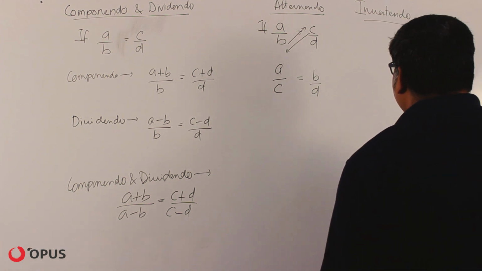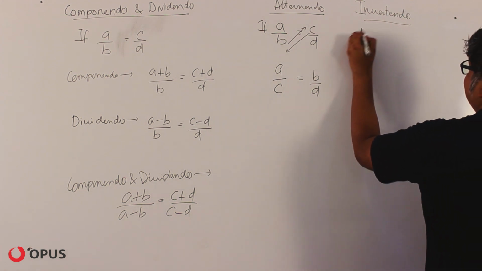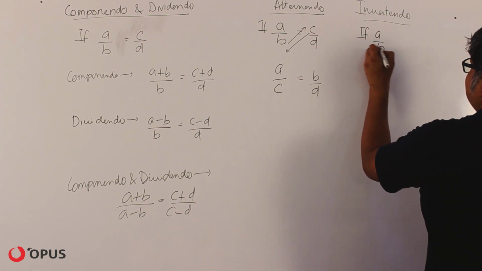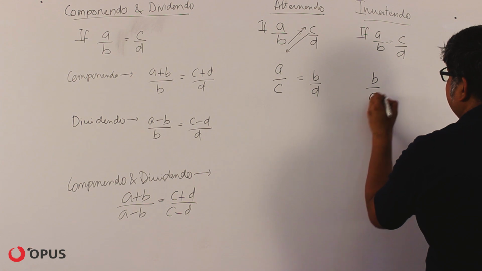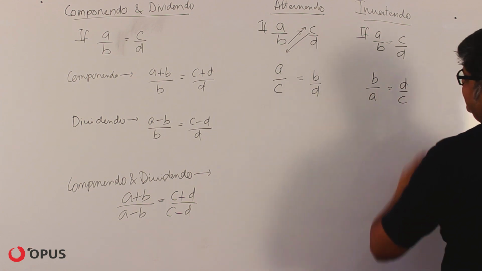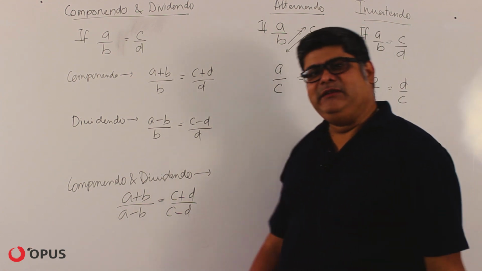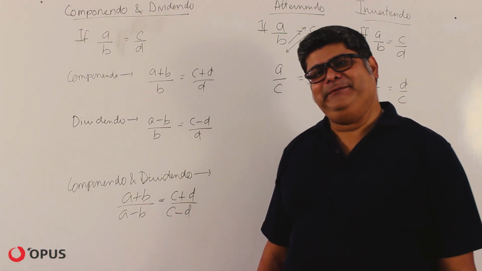Now what is invertendo? Invertendo is, if A by B is equal to C by D, invertendo would be B by A is equal to D by C.